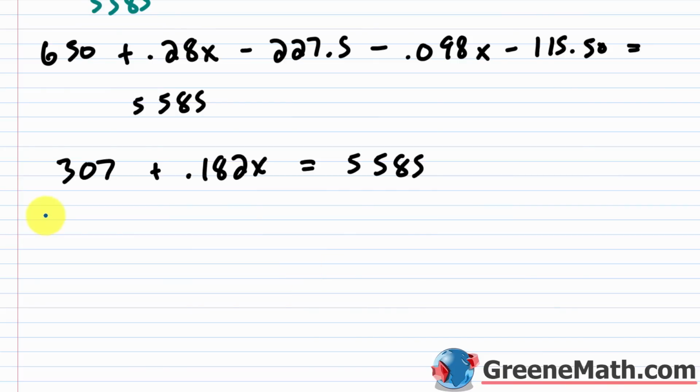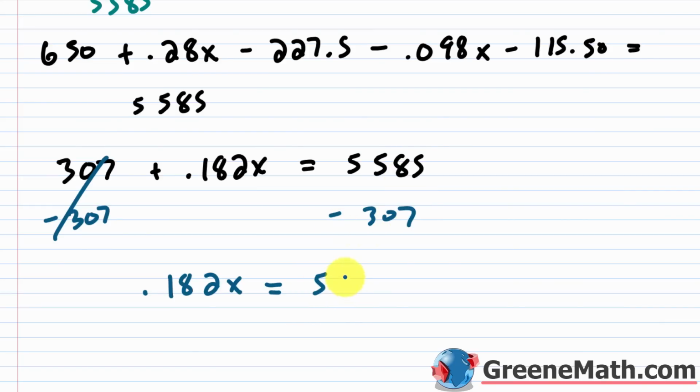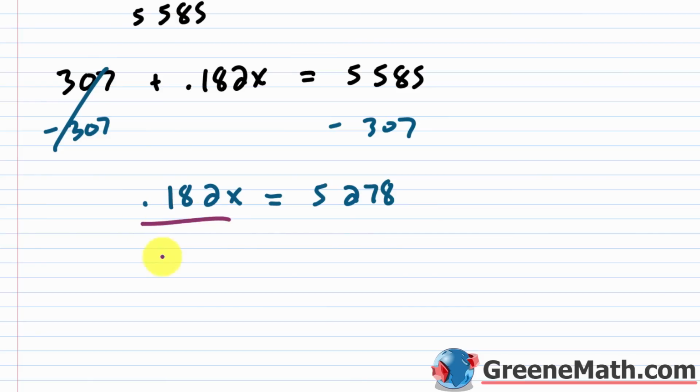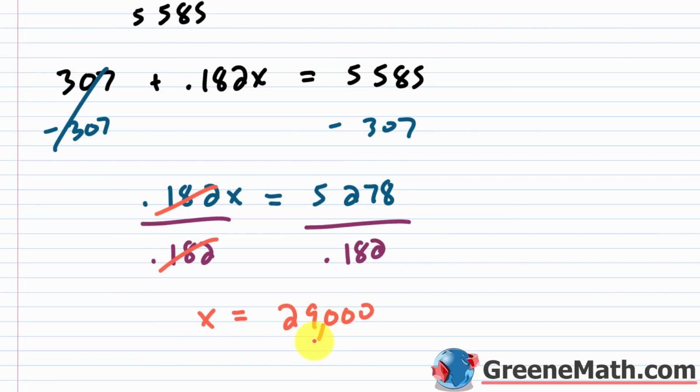And this equals 5,585. All right, so from here, let me subtract 307 away from each side of the equation. So this is going to cancel. I'm going to have this 0.182x is equal to 5,585 minus 307. This will be equal to 5,278. Let's divide both sides of the equation by 0.182. So divide over here by 0.182. And so let's cancel this with this. And we'll say x is equal to 5,278 divided by 0.182 is going to give me 29,000. So $29,000 is the amount of goods she sold.